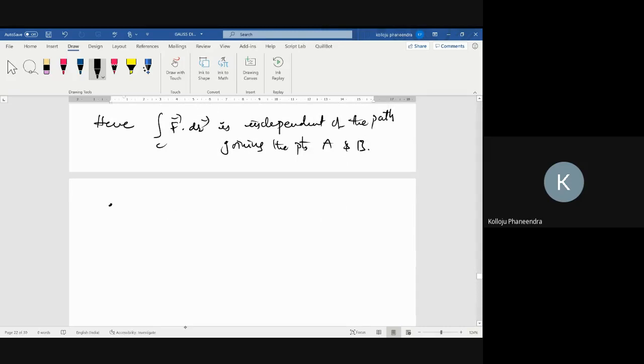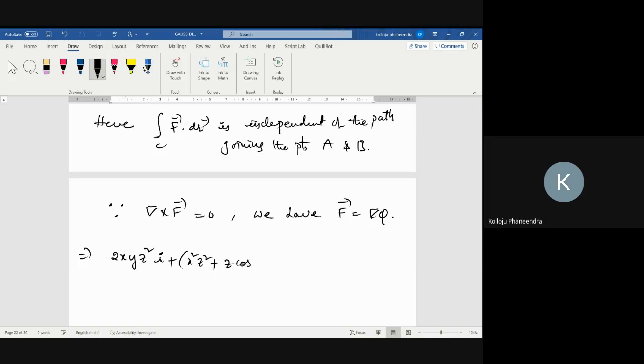Okay, now this is the main thing. Listen carefully. Since del cross F bar equal to 0, we have F bar equal to del phi. This implies F bar, which is 2xyz square i plus x square z square plus z cos yz j plus 2x square yz plus y cos yz k.